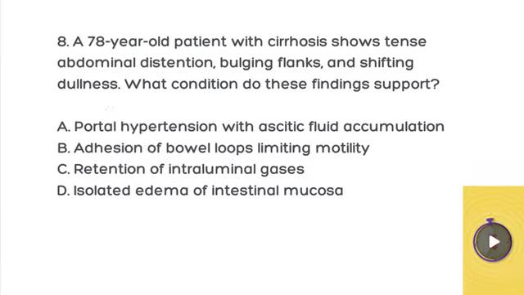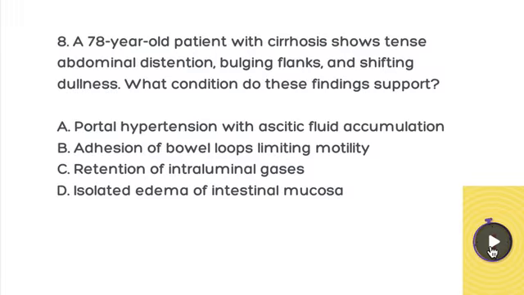Question number 8. Let's look at it. A 78-year-old patient with cirrhosis shows tense abdominal distension, bulging flanks, and shifting dullness. What condition do these findings suggest? Ten seconds there.